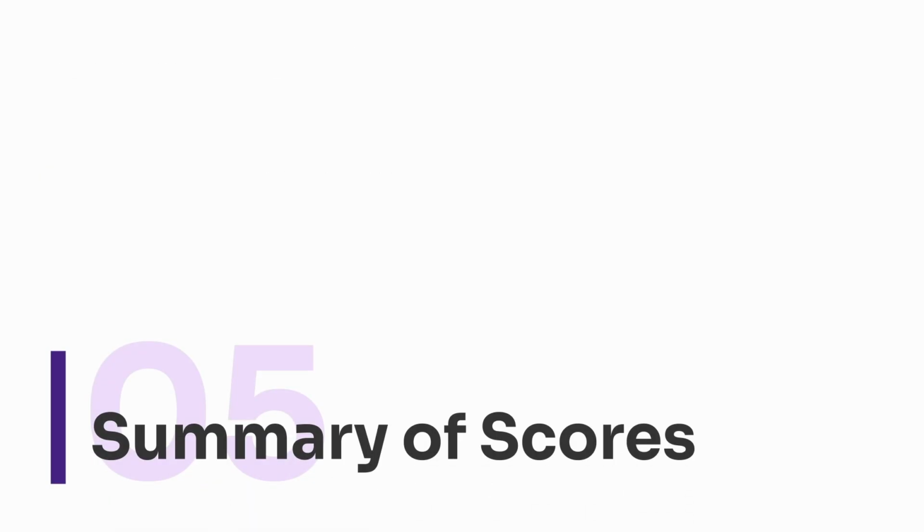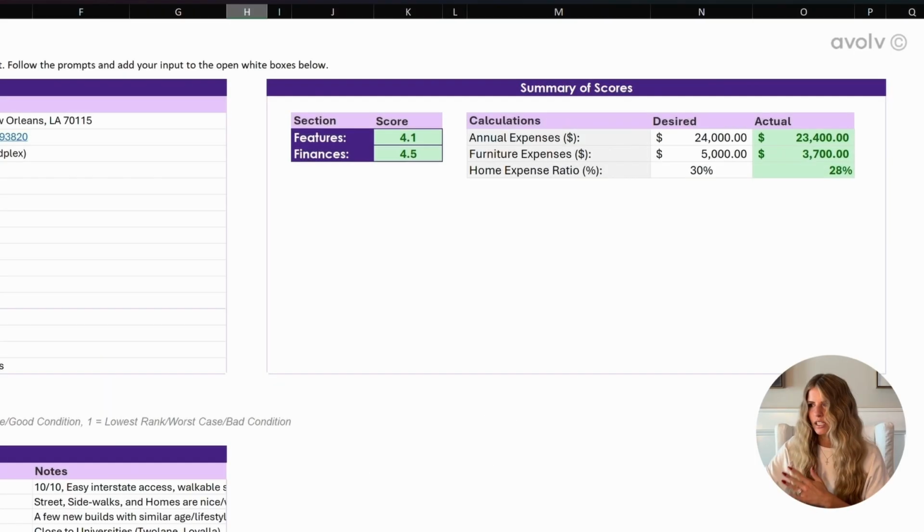Let's close this out. Let's go back up to the top, and we're going to look at the summary of scores so that I can explain why that's so important to consider for this exercise. We can see if we look at the summary of scores, we have the feature score and we have the finances score. Both of them are in the green. They are both between a 4 and a 5, which highlights them as, okay, this is a pretty promising opportunity that you might want to consider leasing. So that's really good here.